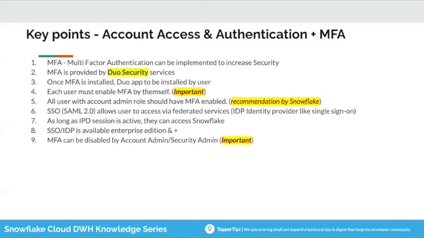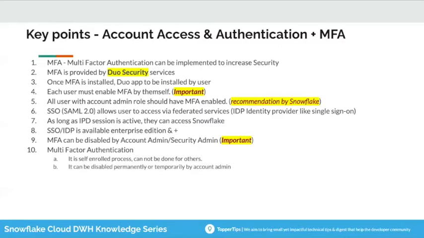Multi-factor authentication can be disabled by account admin and security admin. It is possible that sometimes you may lose your mobile or you may not have access to your passcode. In such a case, you can request your account admin or security admin to disable it. So these two roles can disable the multi-factor authentication, but they cannot opt in on your behalf. Multi-factor authentication, a couple of things to remember. It is a self-enroll process and cannot be done for others. It can be disabled permanently or temporarily by account admin or security admin.